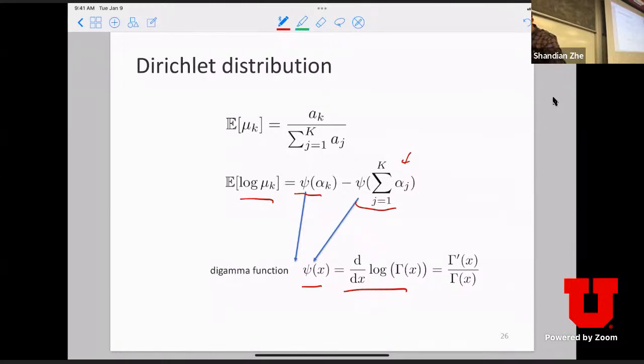So this form seems a little bit weird, but you don't need to worry about how to compute that, because all the modern numerical libraries will support that. If you look at SciPy or NumPy, they have some functions called digamma, or PyTorch or TensorFlow. They all provide the library to compute this function and its derivative.